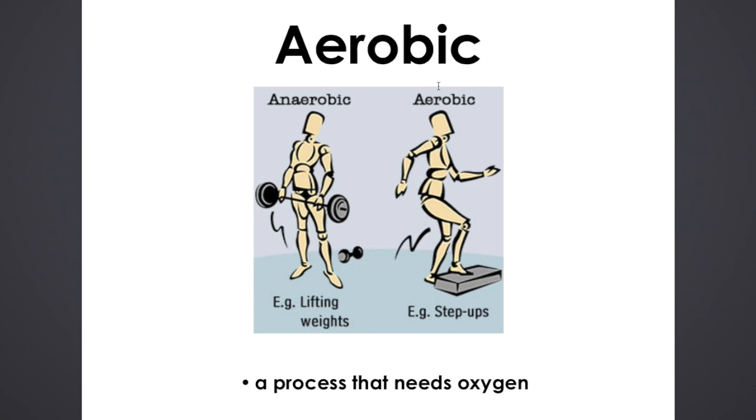Aerobic. Aerobic is a process that needs oxygen. So whenever you think of aerobic, think of oxygen. If something is aerobic, it needs oxygen. Many times we hear about aerobic and anaerobic exercises. When you are running or doing step-ups, you need lots of oxygen. Your muscles need oxygen. So that's called an aerobic exercise.